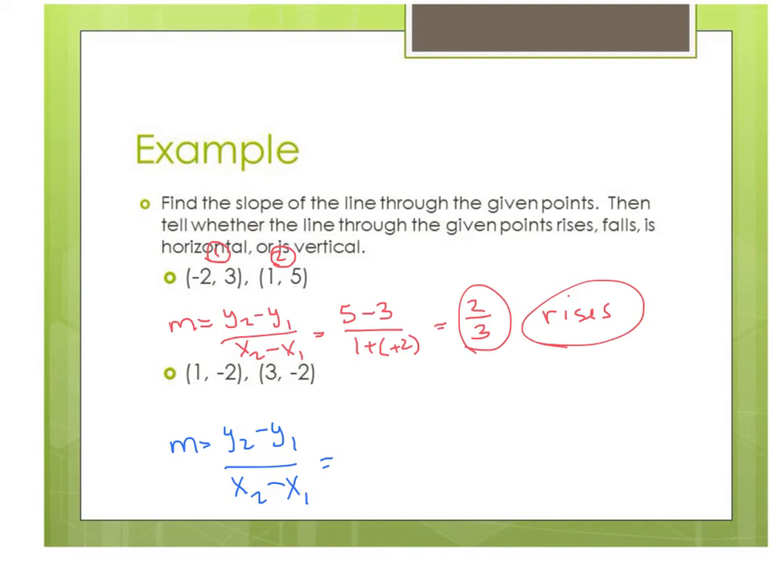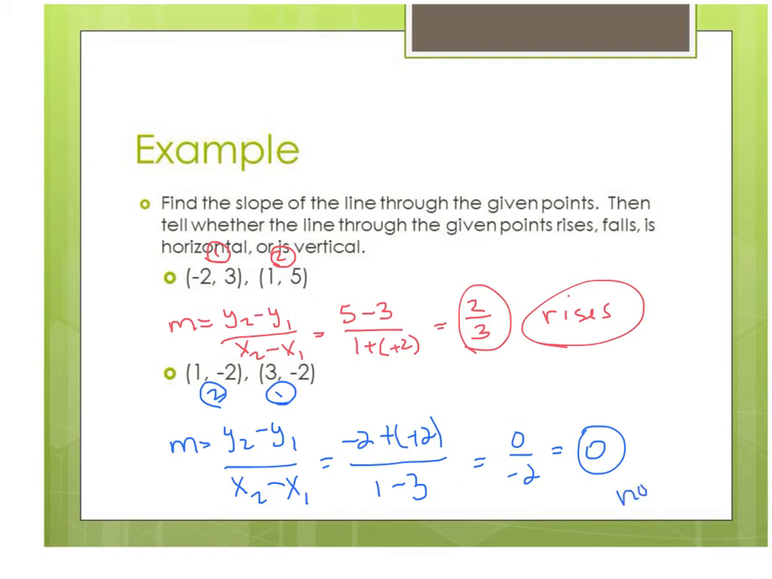So let's switch it up. Let's do 2's over here and 1's over here this time, just to show you. -2 minus a -2. Well, that one didn't really switch. But 1 minus 3. So if we look here, that's going to be 0 over -2. 0 divided by anything is 0. And if you have 0 slope, it is horizontal. There you go.